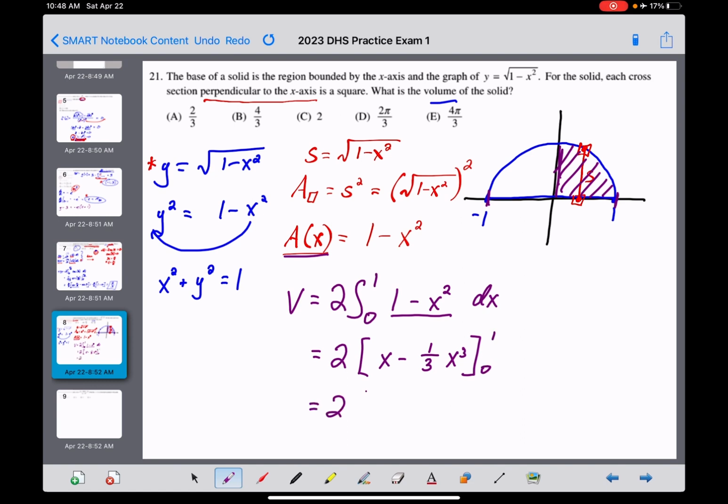So let's see. We've got a 2 times. That's going to be 1 minus 1/3 when you put in the 1, and putting in a 0 is just going to get you zeros right there. So that's really all we have to worry about. 1 minus 1/3 is 2/3, times 2 is going to get us 4/3 now for the volume of this solid. So it looks like our answer for 21 is B.